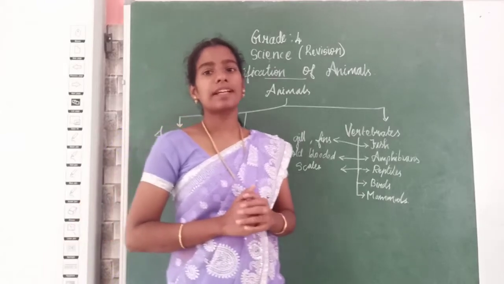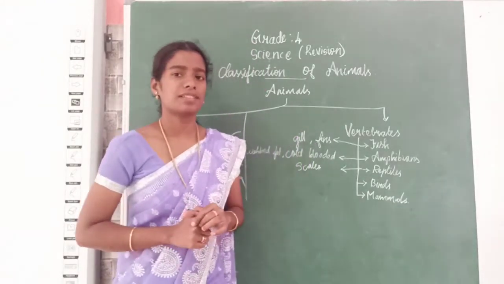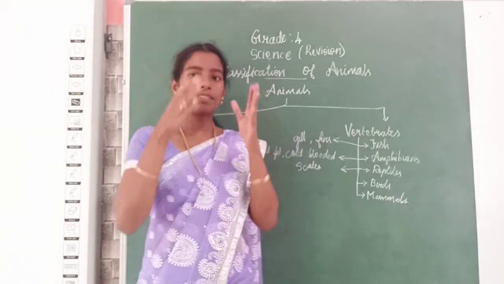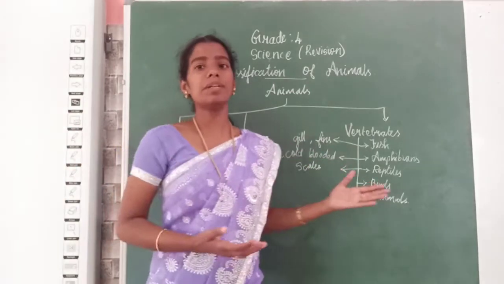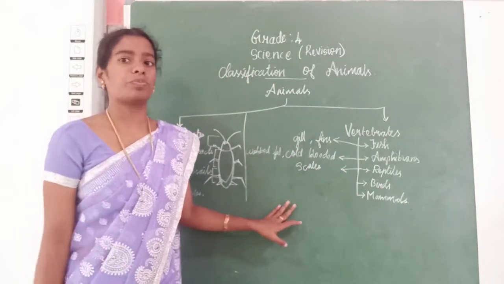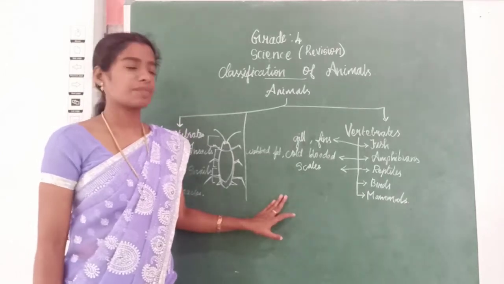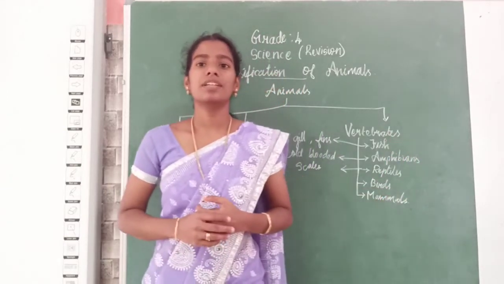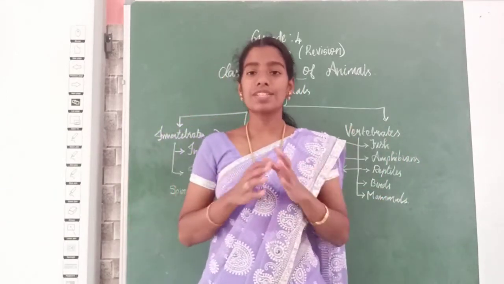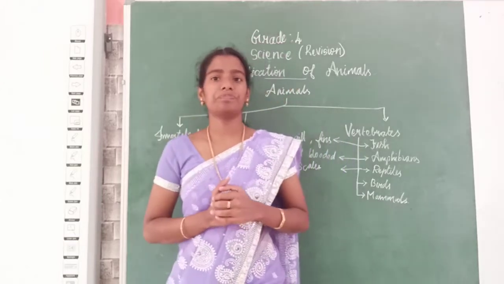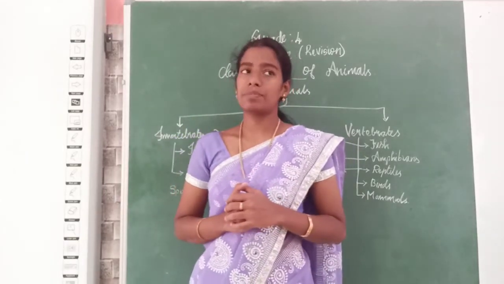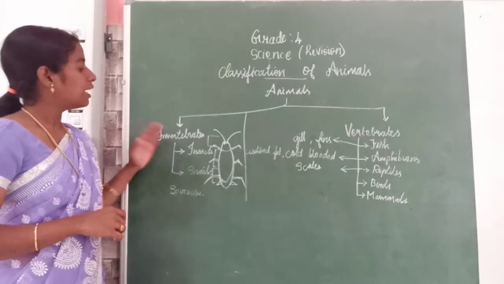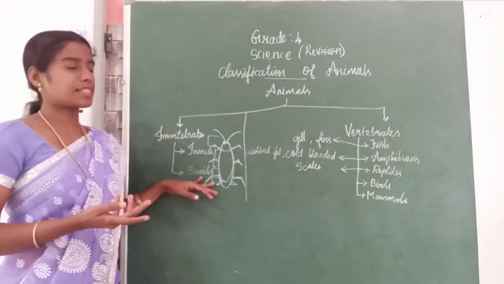Now you can come to the third unit, that is classification of animals. We are all familiar with this word classification, right? We are dividing into groups. These animals can be divided into 2 groups. You all know, right? What are the 2 groups? Invertebrates and vertebrates. What is an invertebrate? The animals which do not have a backbone are called invertebrates. These invertebrates can also be divided into 2 groups. They are insects and snails.